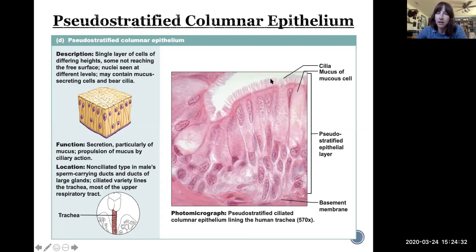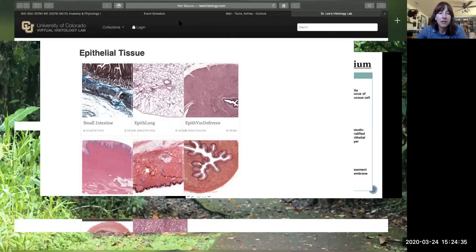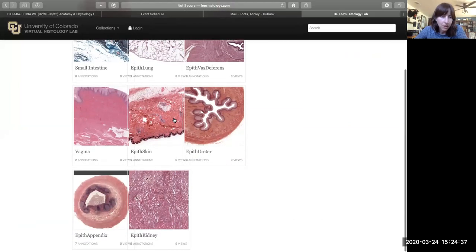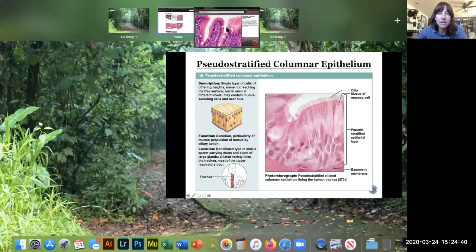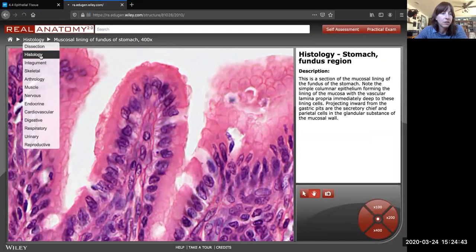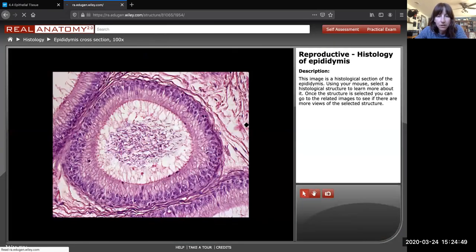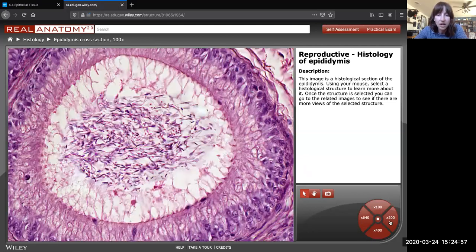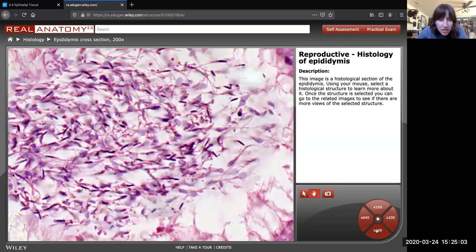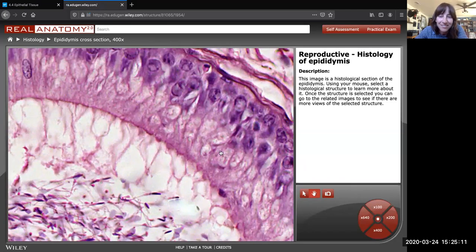So let's see if we can find some examples. I knew that I saw epididymis, and I'm super curious to see. There you are. Yes. So the epididymis is one of these sperm-carrying ducts that males have. Is that the little sperms? Oh my God. Look at all the little sperms. Sorry, I'm just stoked about this.